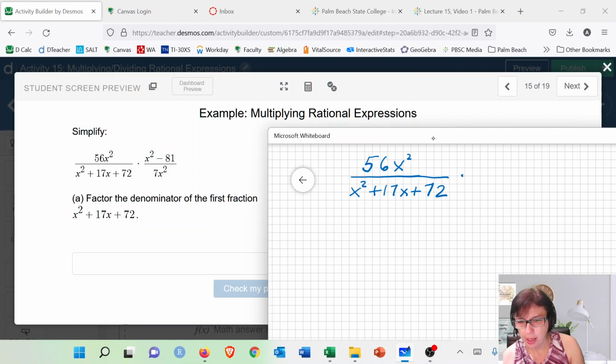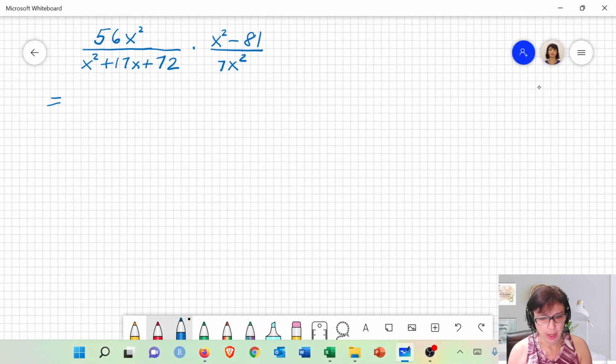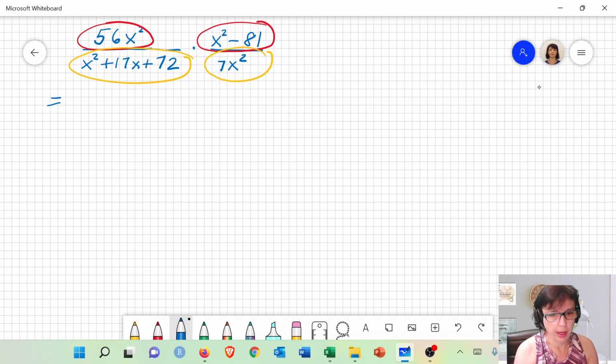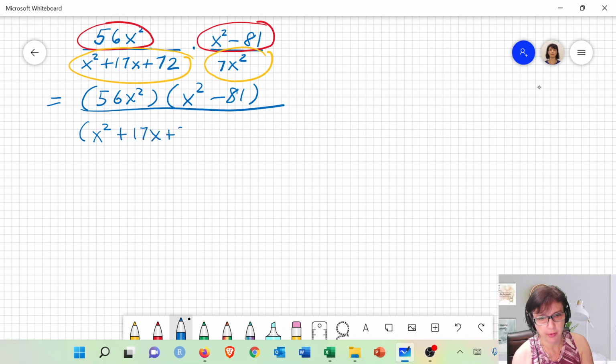Okay, so I am going to rewrite this expression so that I don't have this multiplication in the middle. So it's straight across, right? This guy is going to be multiplied by this guy, and this guy is going to be multiplied by that guy. So we will have 56x squared, and then we multiply that by x squared minus 81. That's going to be on the top. On the bottom, I will have x squared plus 17x plus 72, and I multiply that by 7x squared.